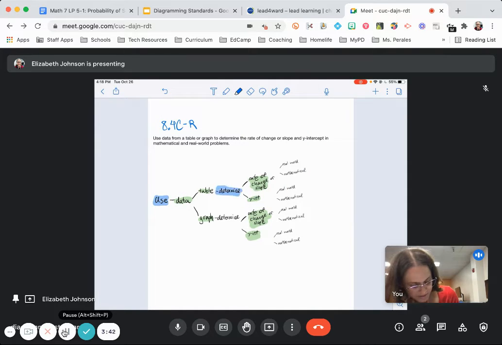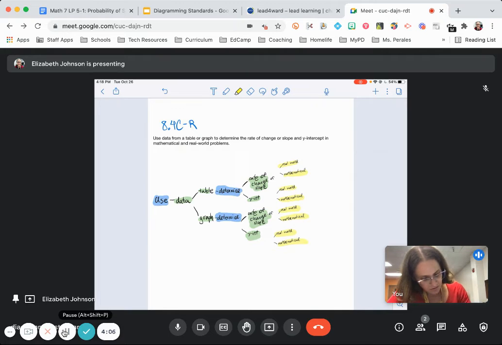And my verbs, I'm going to draw attention to that with blue. This is just something I like to do, but there's a couple of verbs they're doing. They're using data and they're determining rate of change and slope. And then, because I like colors, I'm going to make these descriptive words that tell me about the context and the type of problems they're seeing yellow. And so this gives me a really good picture of ways that kids might see this particular standard tested.